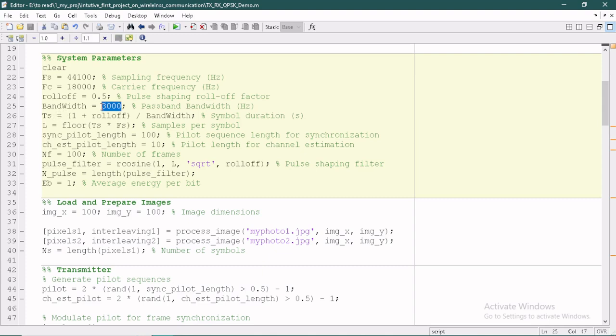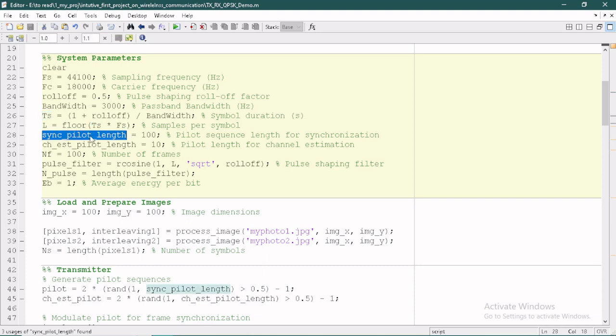We set the bandwidth, we set the roll-off factor, and depending on that, we find the symbol duration. This is the relation that we saw in the lecture, but you should keep in mind we are setting the passband bandwidth, not the baseband bandwidth. So this is the bandwidth that we set at the passband when we translate the signal in frequency, and we will see the effect of this shortly. This is the samples per symbol. This is also determined by the sampling frequency and our symbol duration.